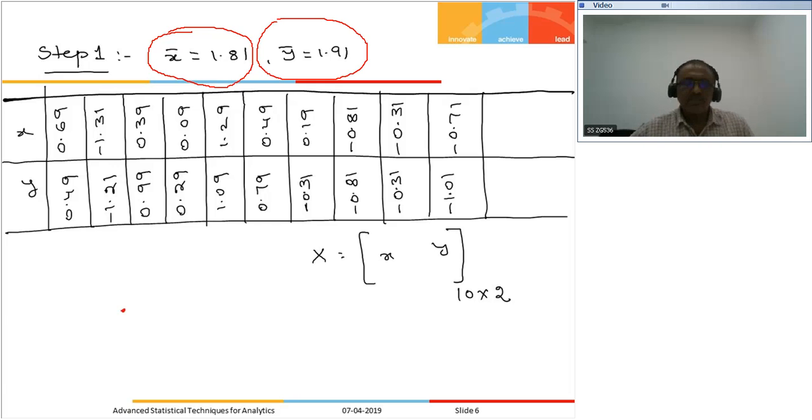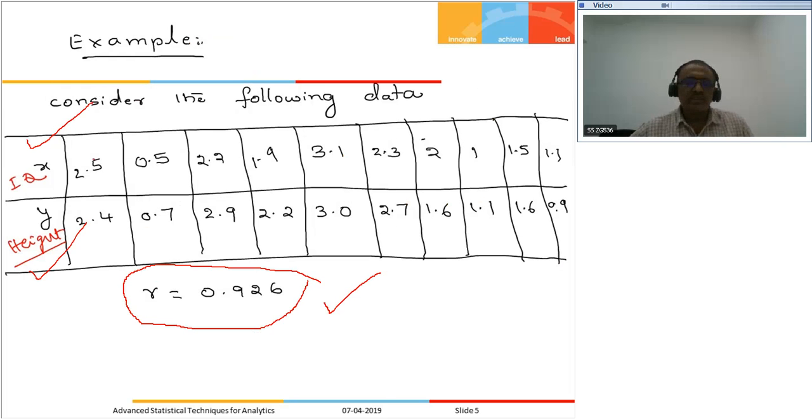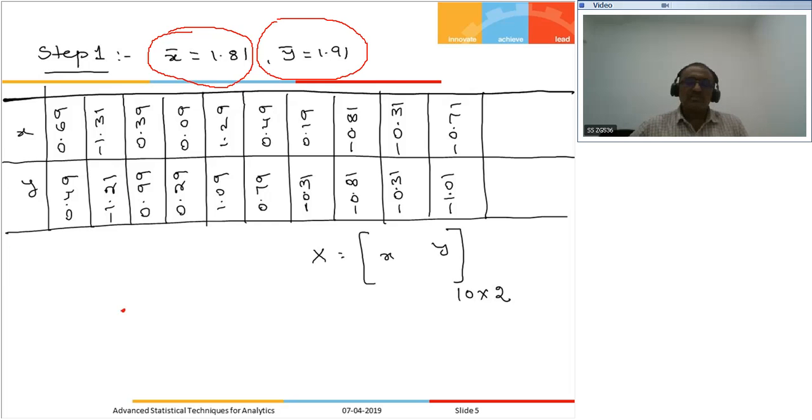In this case, what we have done is take x minus x bar for each x value. That means we are shifting this point 2.5 comma 2.4 with respect to x bar, y bar. Right? So we have taken 2.5 minus x bar, 0.5 minus x bar, and so on. Similarly, y minus y bar. So this is the first step we have done.